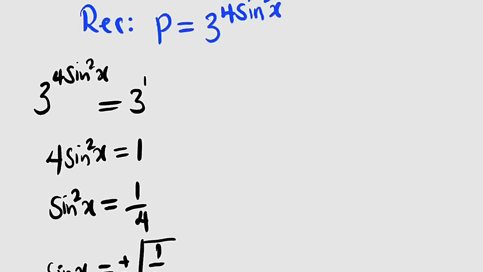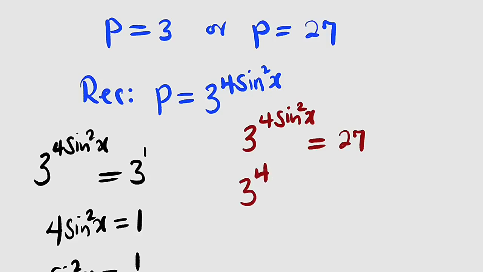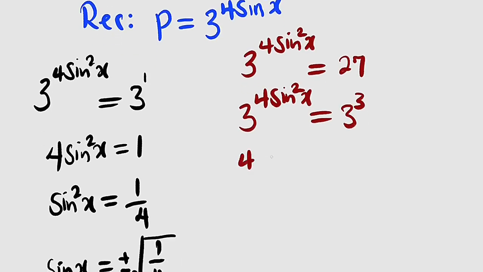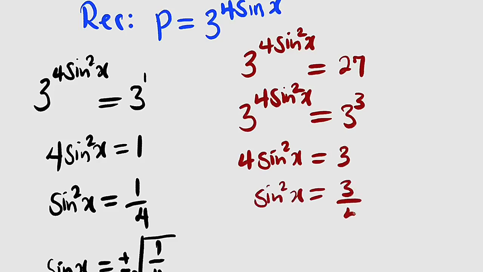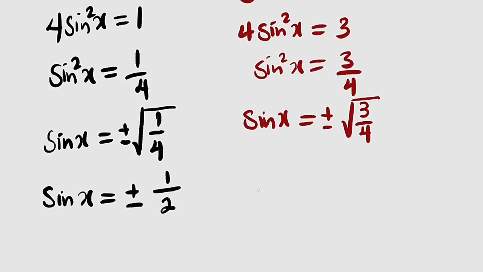So now let us go back to the other equation. We have the second one, which is p equal to 27. So we have 3 to the power of 4 sin squared x equal to 27, and 27 is the same thing as 3 to the power of 3. So this is 3 to the power of 4 sin squared x equal to 3 to the power of 3. The bases are the same, therefore the exponents are also equal. 4 sin squared x equal to 3. Divide both sides by 4. Sin squared x is equal to 3 divided by 4. Take the square root of both sides. You have sin x equal to plus or minus the square root of what? 3 divided by 4. Finally, sin x is equal to plus or minus square root of 3 divided by square root of 4, which is 2.